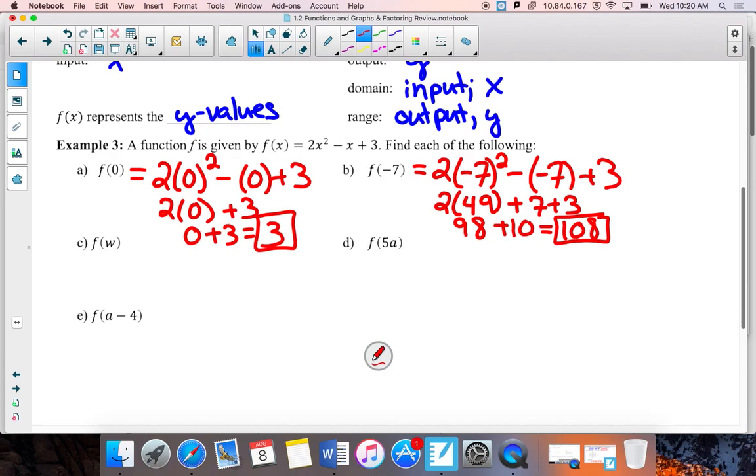Then for f of w, all we are doing is plugging in w for x, so this would be 2 times w squared minus w plus 3. There are no like terms, so that is our answer.